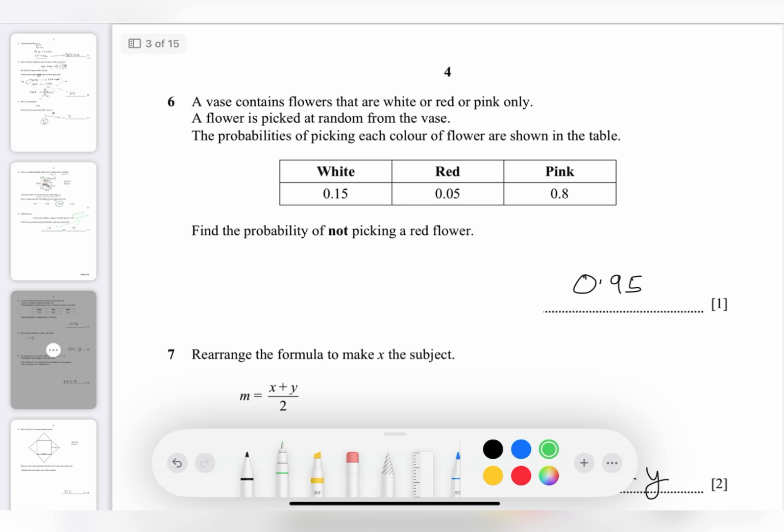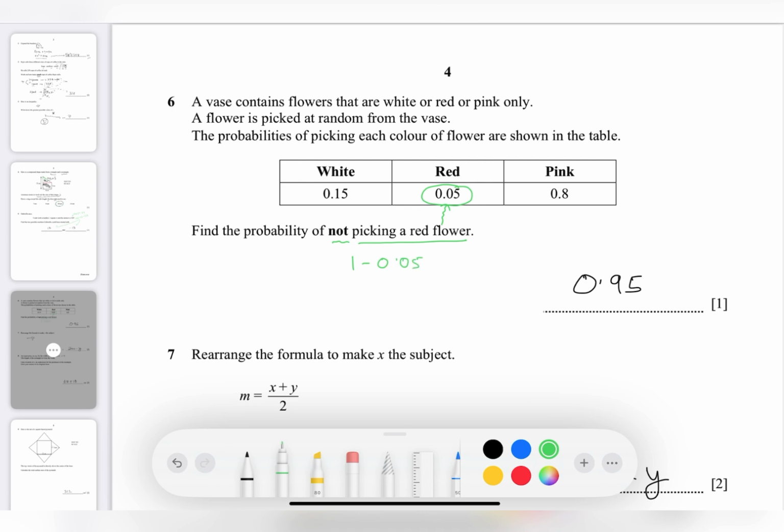A vase contains flowers that are white, red, or pink only. A flower is picked at random. Find the probability of not picking a red flower. Not picking. So picking a red flower is this much. Whenever you see this word not, just subtract the probability which they are asking from one. They are asking not picking a red flower. So the probability of picking a red flower is 0.05. So not picking would be 1 minus 0.05.